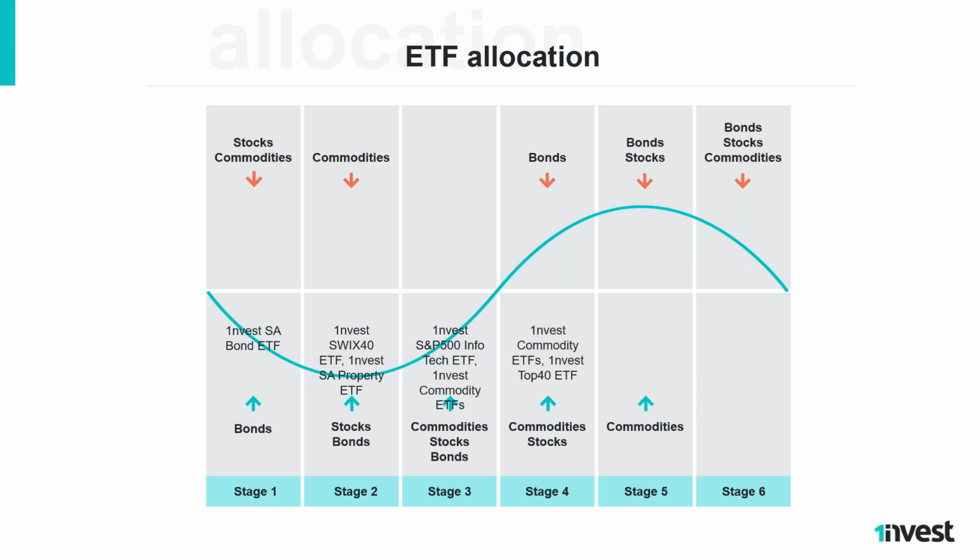And then moving on to that strong growth phase, we've also seen technology perform very well during this phase. One Invest has an S&P 500 Infotech ETF, which basically gives you exposure to all the tech stocks listed in the S&P 500 index. And the broad commodity range that One Invest has to offer would be something that we would add into the portfolios at this stage. The commodity range would cover platinum, palladium, rhodium, and gold.